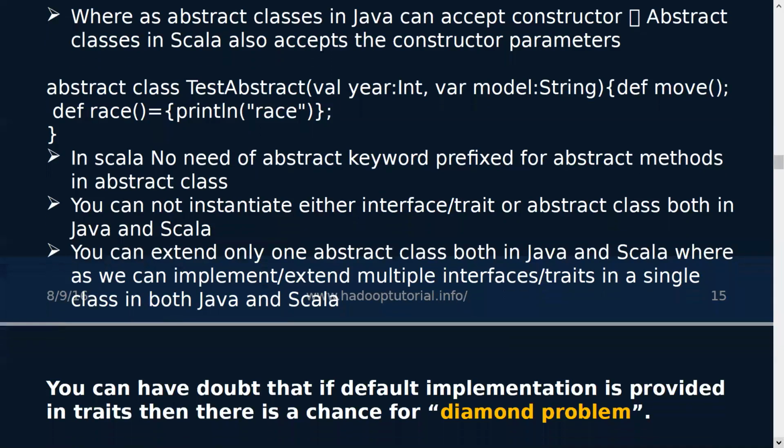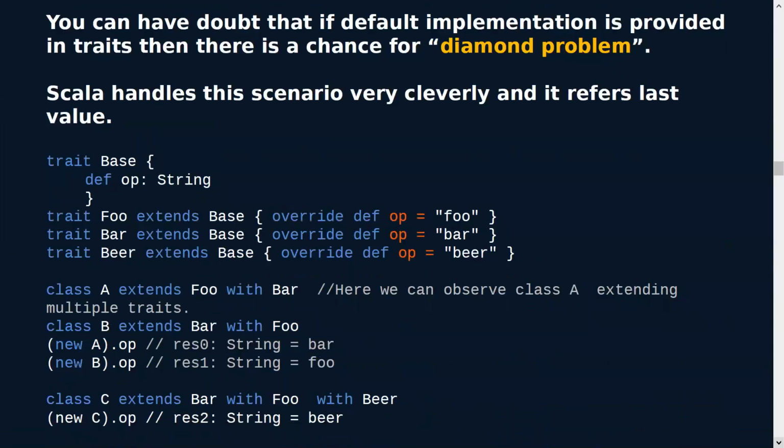Okay. And since you have default implementations in your traits, this is as good as achieving multiple inheritance. But multiple inheritance also comes with its own problem when you have the same method in three different traits. For example, I have this trait base, and I have only one method, def OP, that just takes a string and returns a string. Okay.